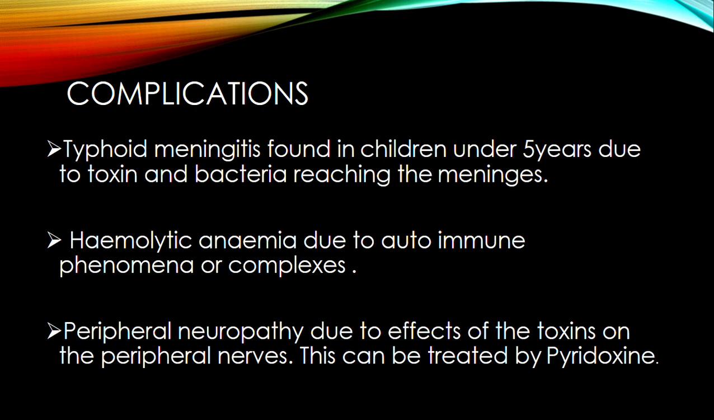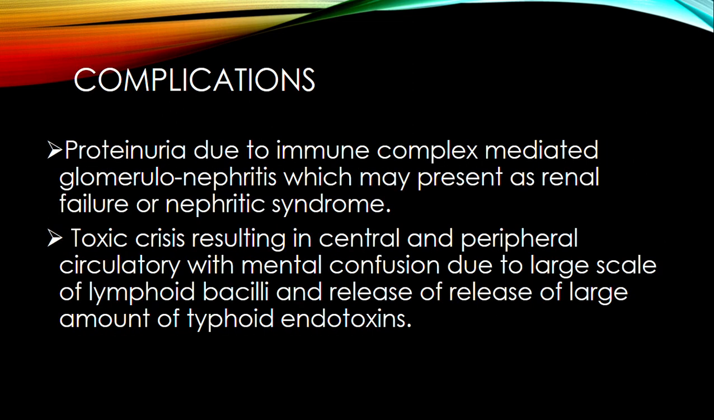So peripheral neuropathy can also come about due to the effect of toxins on the peripheral nerves. In case the patient suffers peripheral neuropathy, it can be treated by the use of pyridoxine, which is vitamin B6. Other complications include proteinuria. This could happen due to immune complex mediated glomerulonephritis, which may present as renal failure or nephrotic syndrome.